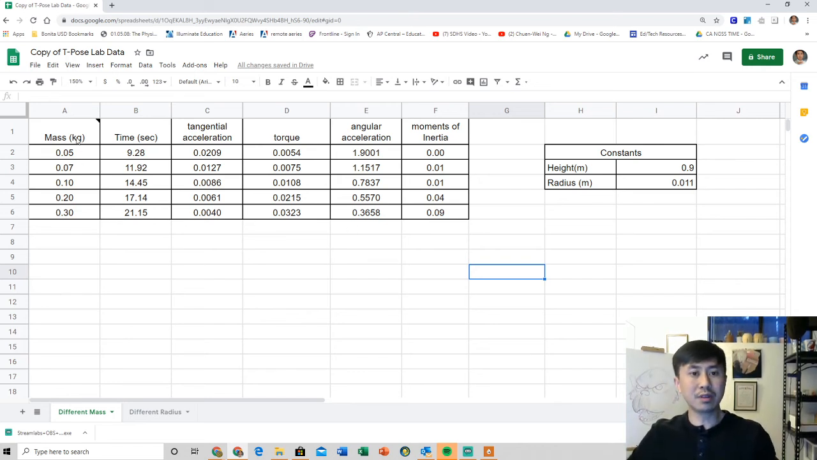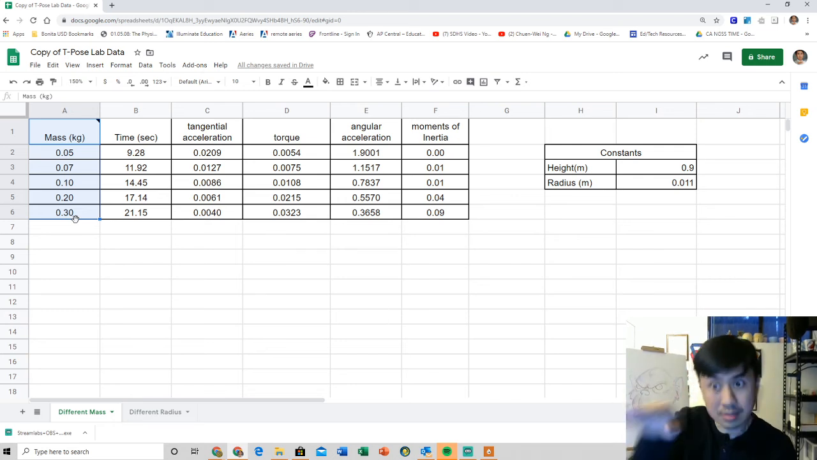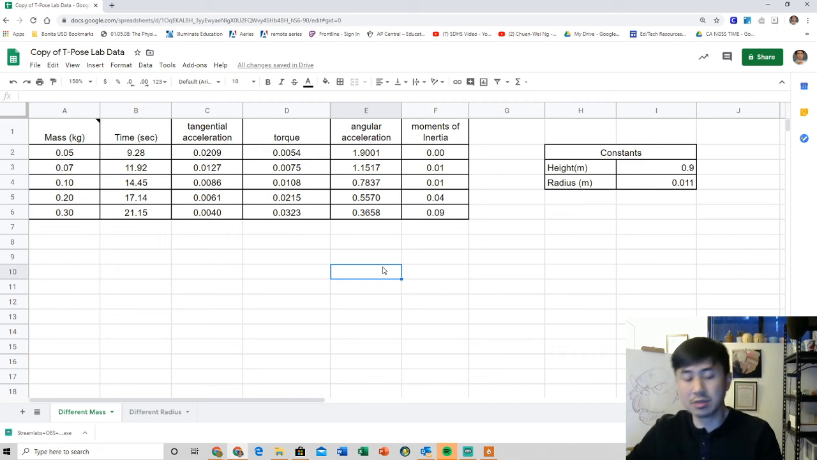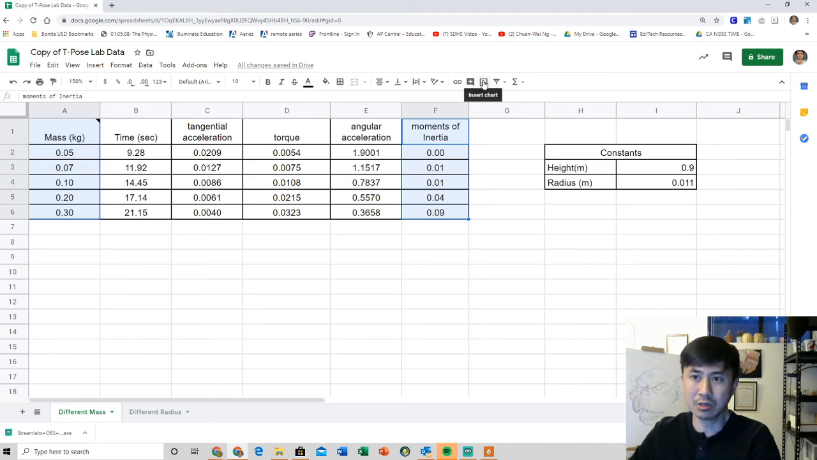And when we graph it, our mass is going to be our independent variable, meaning our mass is our x-axis, and then our moments of inertia is going to be our y-axis. There are many ways to do this. What I like to do is hold down control. I'm going to highlight my mass and then highlight my moments of inertia by holding down control. But look, I got this stupid box here. There you go, get rid of that box. So here, just these two are highlighted. Then I can do an insert chart.